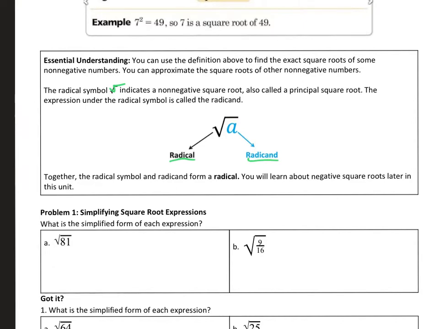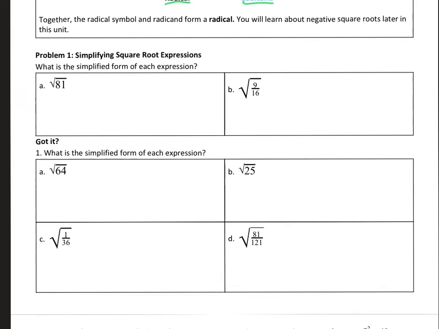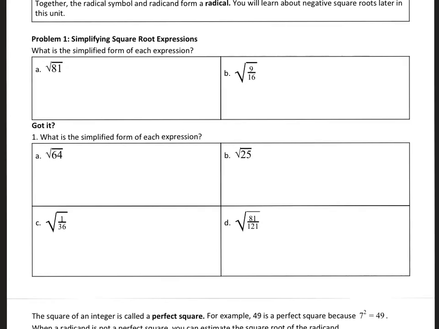So negative square roots, we're not going to deal with those right now. We're just going to deal with positive square roots, non-negative square roots. So it's just being able to evaluate these. In this first problem, I want to know the simplified form of each expression, each radical.